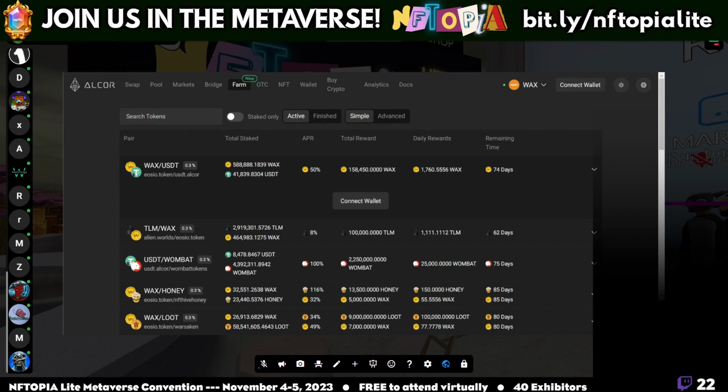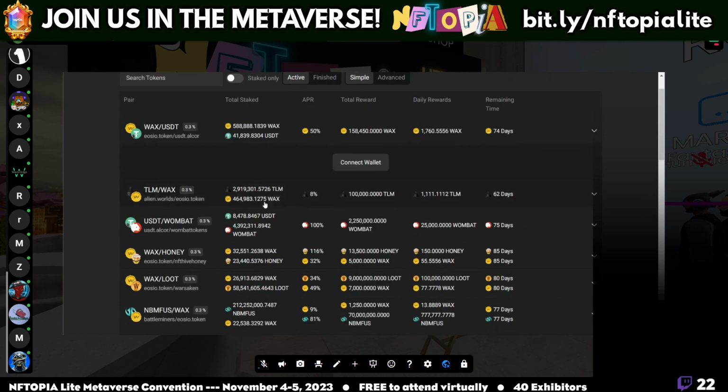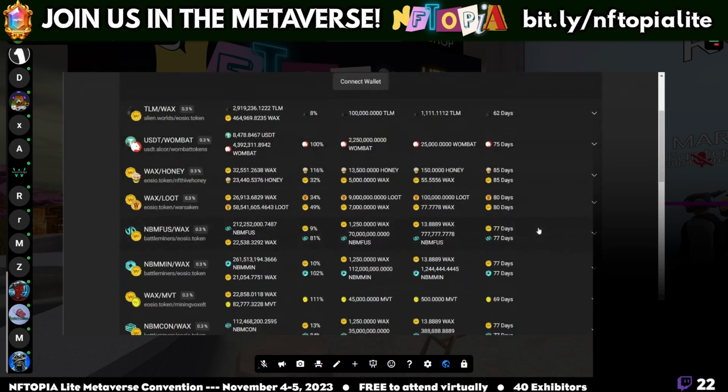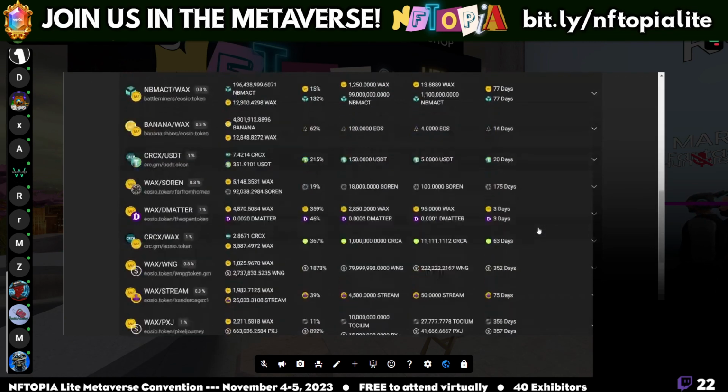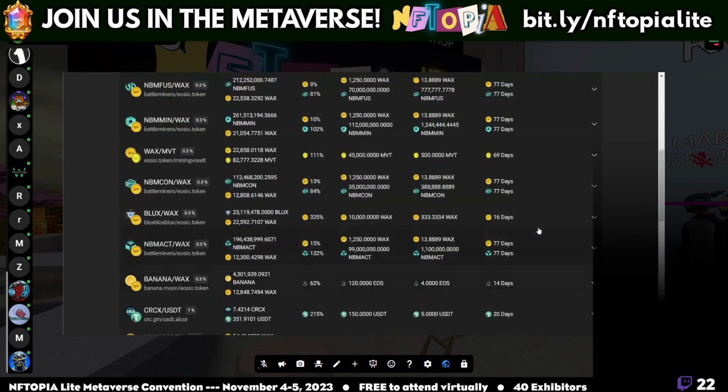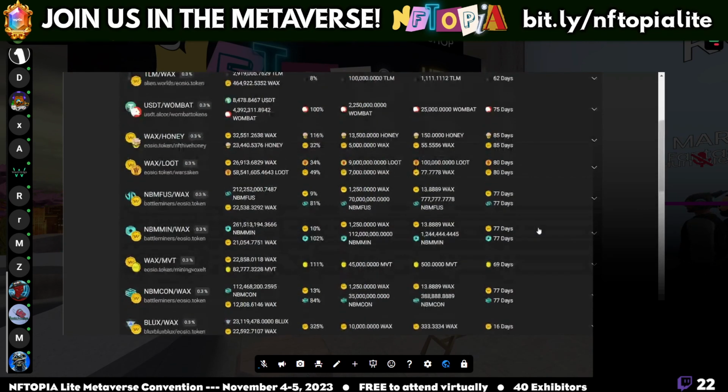Currently, the most popular farm, as everyone knows, is the Wax USDT farm, with over 1,700 Wax being rewarded per day for liquidity providers. The APR is pretty nice as well. We also have the USDT Wombat pool, which is providing some insane APR. And overall, a lot of projects have joined the Alcor harvest season. As you can see, we have a lot of people that have decided to join the Alcor family and to create their pools with us and reward the users that provide liquidity with us as well.